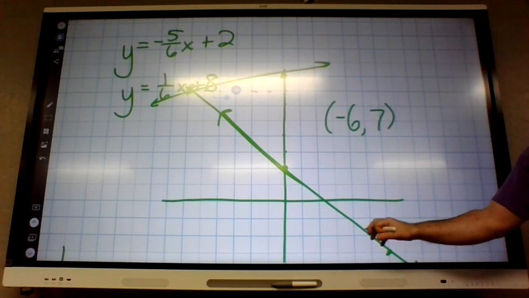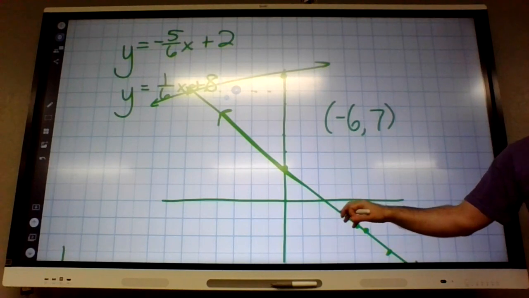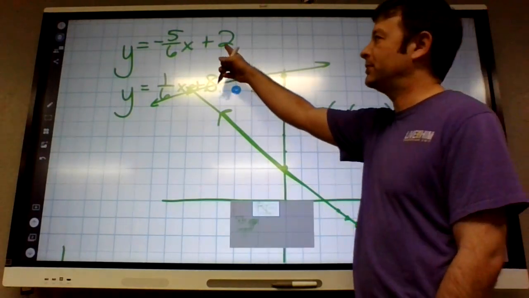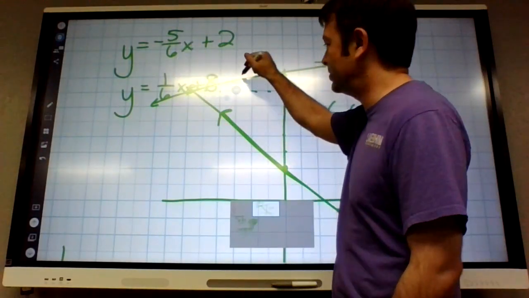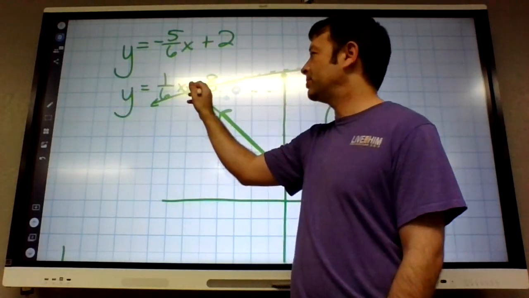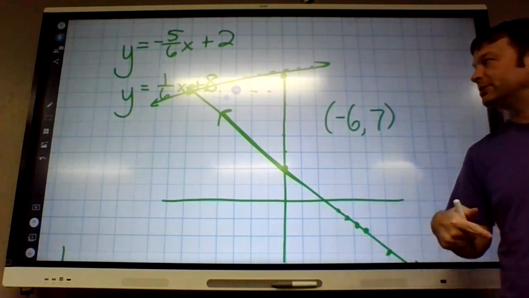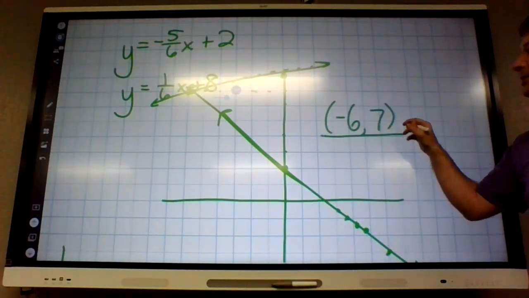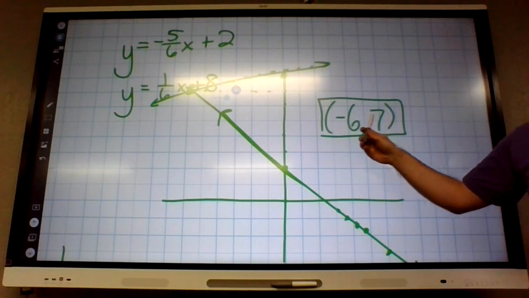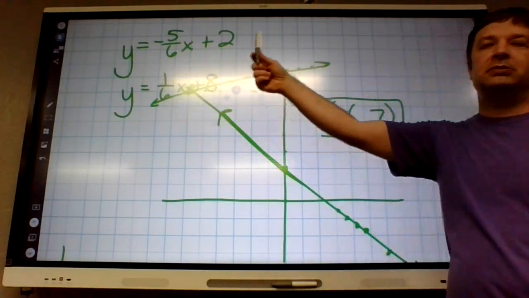You guys remember, every point that's on this line has 2 coordinates. Those 2 coordinates are a solution for this equation. Every point on this line has coordinates that are a solution for this equation. So the point that they have in common is the common solution, negative 6, 7. If we plug it in, it'll work in both of these.